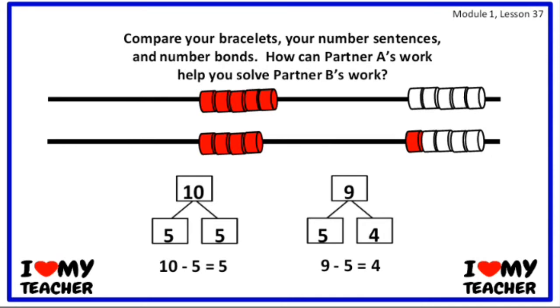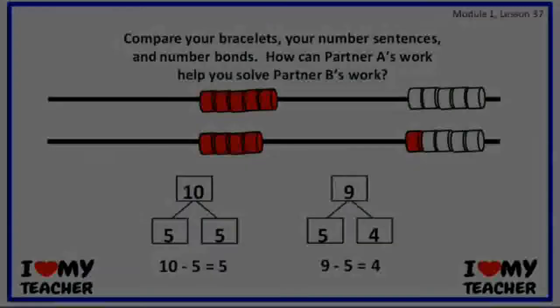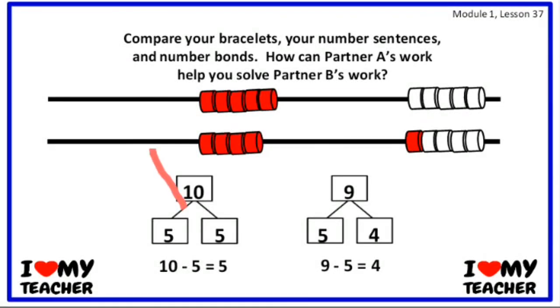Which of them do you think belongs to partner A? Will it be the one that has 10 as the whole or the one that has 9 as the whole? Very good. It's going to be the one that has 10 as the whole. This is for partner A, and this is for partner B. Now remember they said, how can partner A's work help you solve partner B's work? Partner A is 5 red, 5 white. Partner B is 4 red on one side, 4 white on one side, and 1 red.